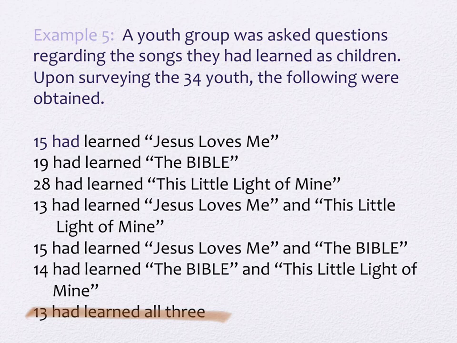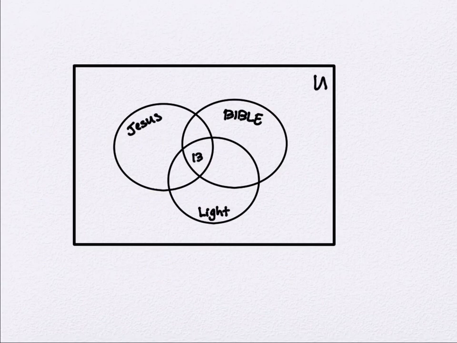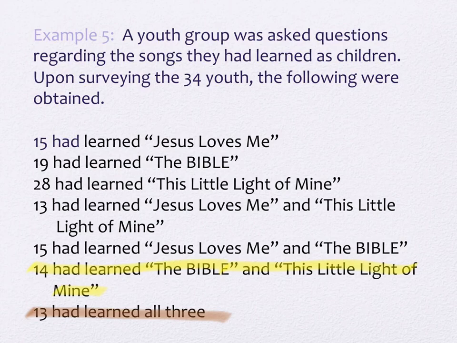The one right above it. We can go up the line. All right, so we have 14 are the B-I-B-L-E and This Little Light of Mine. So the B-I-B-L-E and This Little Light of Mine is this piece right here. It's got to be a total of 14. So how many are missing in the outside section? 1. So I'm going to put a number 1 right there. Okay, is it good? Next one you want to do?